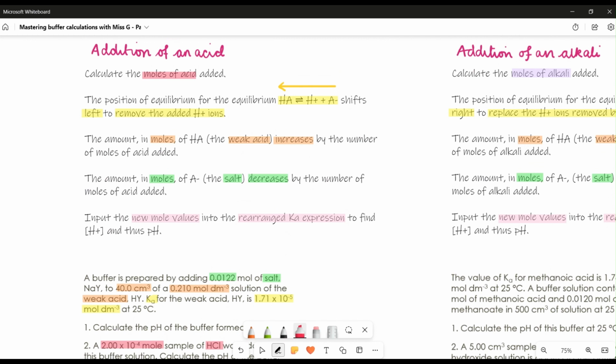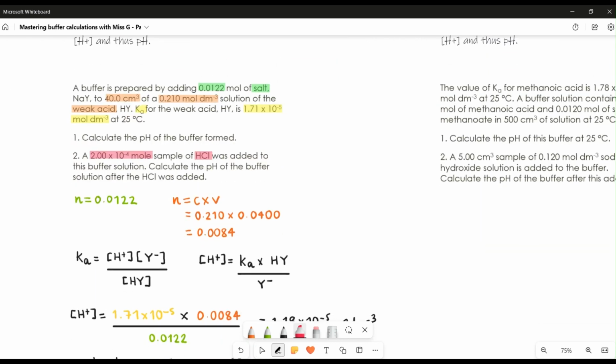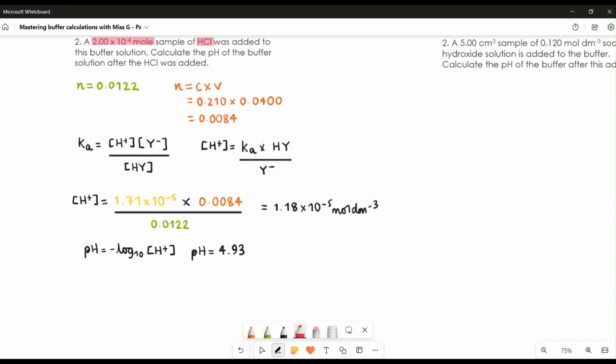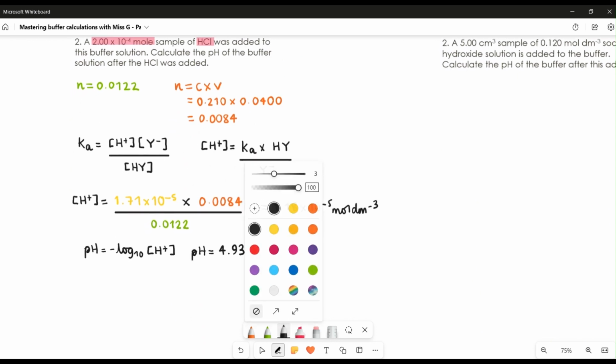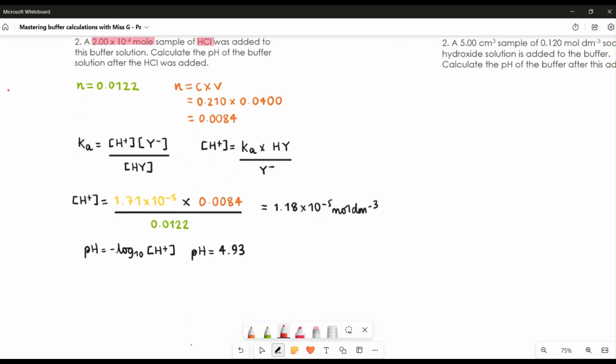Then we need to think about how the position of equilibrium is going to shift and how that's going to affect the moles of the weak acid and the moles of the salt that we've just used in part 1. Then we're going to sub those new values in. Okay, so let's have a go at that. So first up, I'm just going to write down the moles of hydrochloric acid added, so that I have that information easily to hand. 2 times 10 to the minus 4.